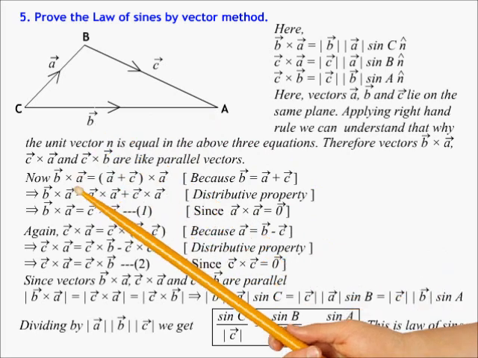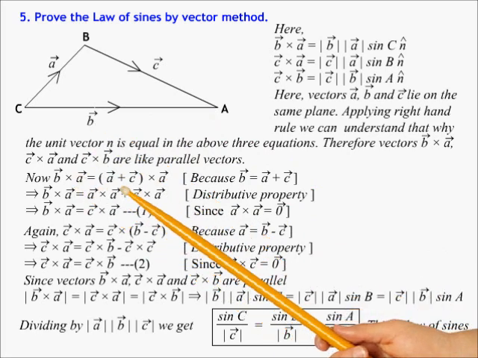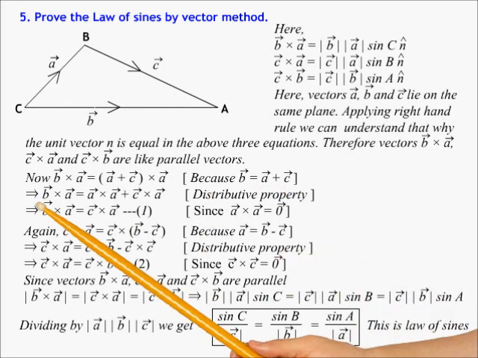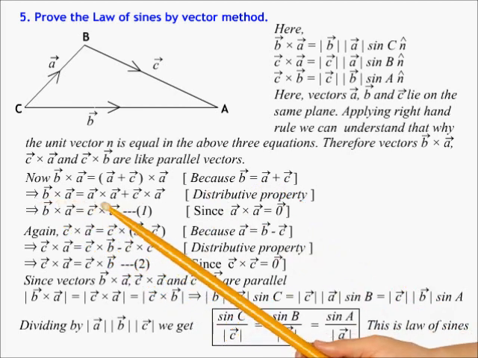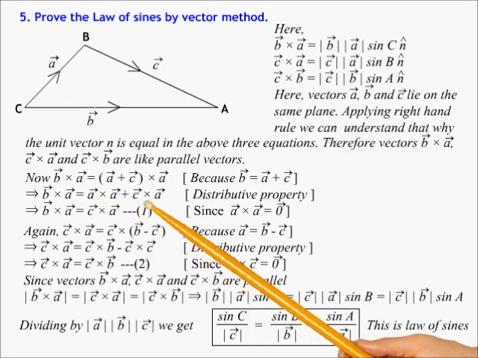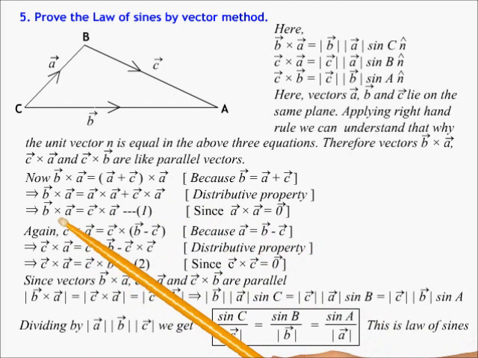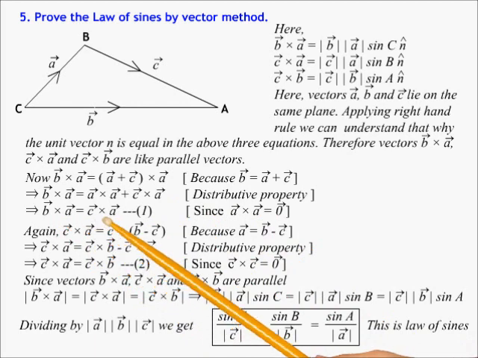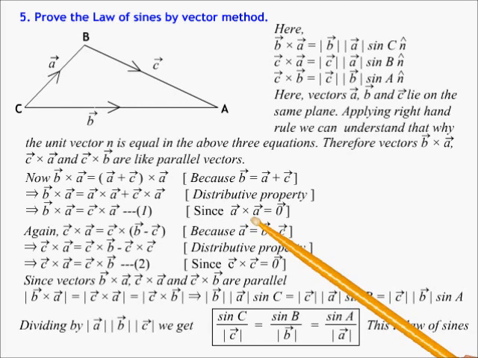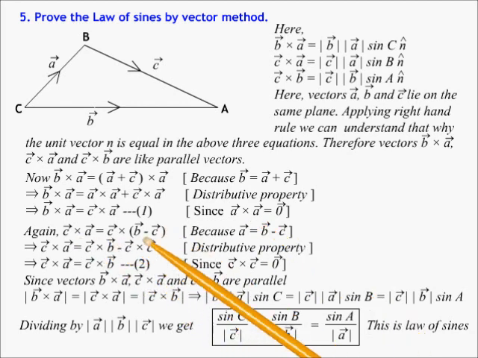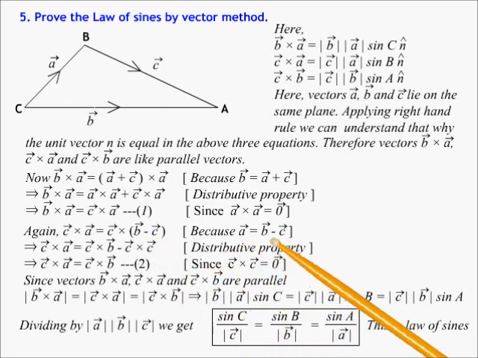Now b cross a equal to a plus c cross a, because b equal to a plus c. This implies b cross a equal to a cross a plus c cross a by applying distributive property. This implies b cross a equal to c cross a, because a cross a is 0. Again, c cross a equal to c cross b minus c, because a equal to b minus c. From here we get c cross a equal to c cross b.